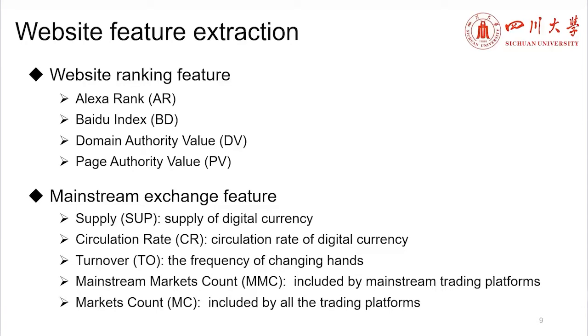The most important thing is the mainstream exchange feature. The characteristics of mainstream exchanges are unique to the identification of digital currency fraud websites. Digital currency fraud websites use digital currency as a gimmick to lure victims. Regular digital currencies can inevitably be acquired in mainstream exchanges. So, we select the trading platform, circulation market value, circulation rate, and turnover rate as the features.